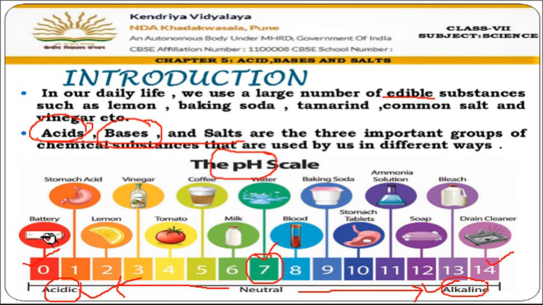You can see this battery. Batteries we have all seen in our houses. We use torch cells, cells in the clocks, in the wristwatches, in the remotes. All those batteries have acids in them. They are highly acidic because you can see the pH value is 0. Much acid. Then stomach acid.